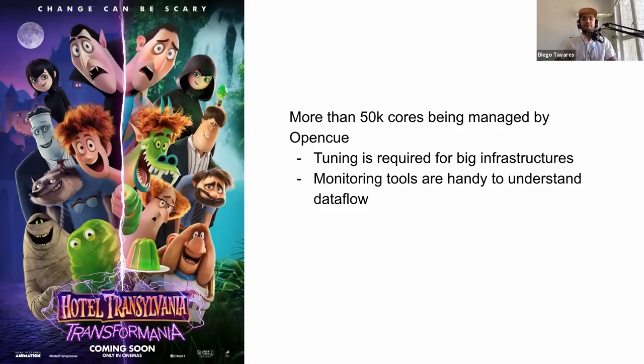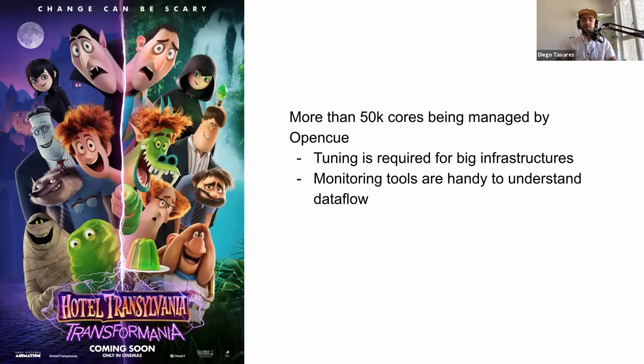And to accomplish that, we are using an infrastructure of more than 50,000 cores, and they are all fully managed by OpenCue. And with such a big infrastructure plugged into OpenCue, we learned a few lessons. The main lesson is that for such a big infrastructure, tuning is required to get the best performance. That doesn't mean that OpenCue out of the box doesn't work well. It does work very well out of the box. But for big productions and to get the best performance, some tuning is required.